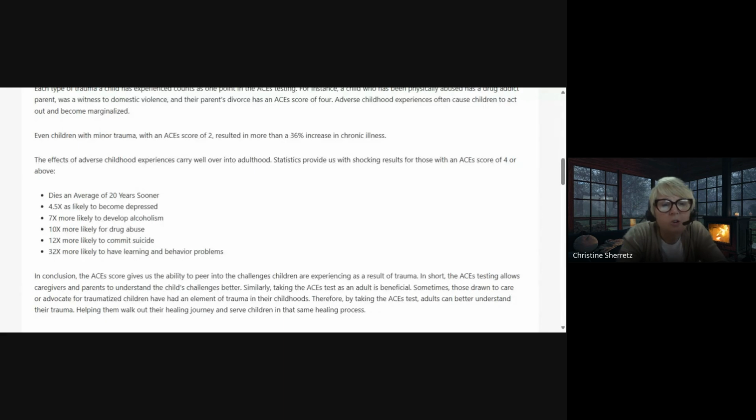Here's another piece of information that shows you the effects of adverse childhood experiences carrying into adulthood. So we can see that people with an ACE score of 4 or more die an average of 20 years sooner, are 4 times more likely to become depressed. You can see the statistics, 32% more likely to have learning and behavior problems.